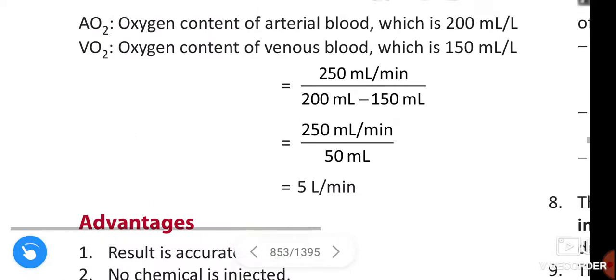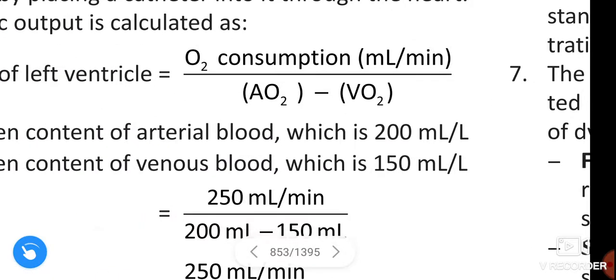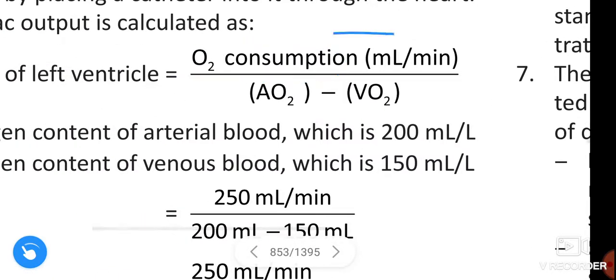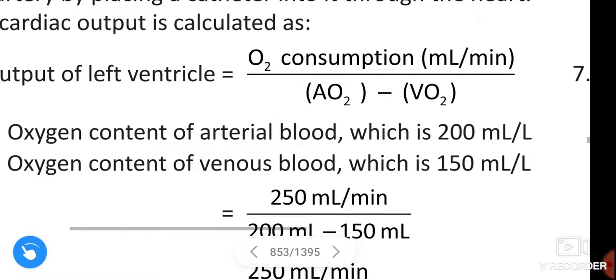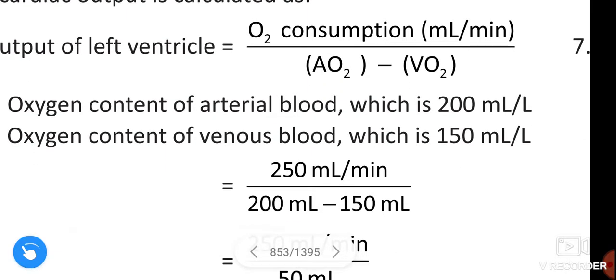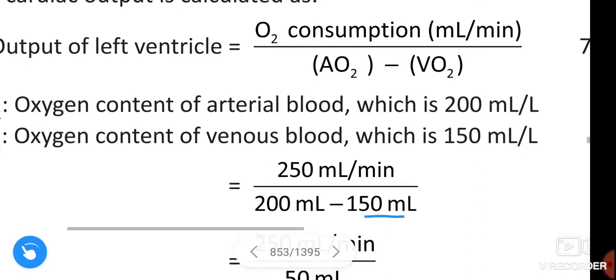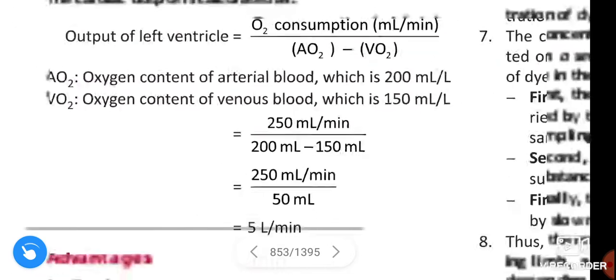See the values here. Oxygen consumption we take as 250, and AO2, the oxygen content of arterial blood, we take as 200 ml. For venous blood, the oxygen content we take as 150 ml. This is the normal range.